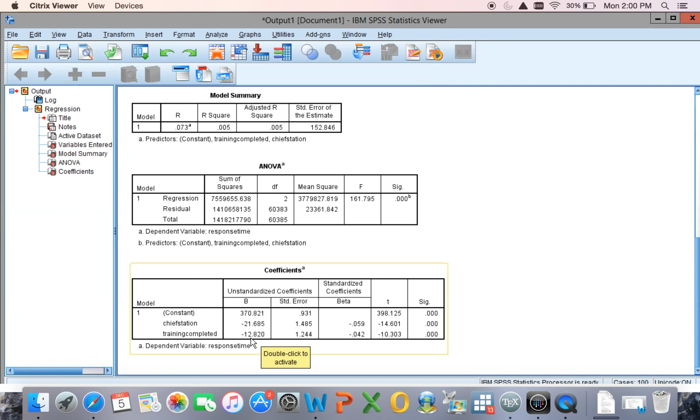So the training modules seem to have decreased total response times by 12.82 seconds. Essentially, those units that had already undergone the training, their response times were on average 12.82 seconds shorter than those units that had not undergone the training. So the training appears to have worked, decreasing response times by about 12.82 seconds.